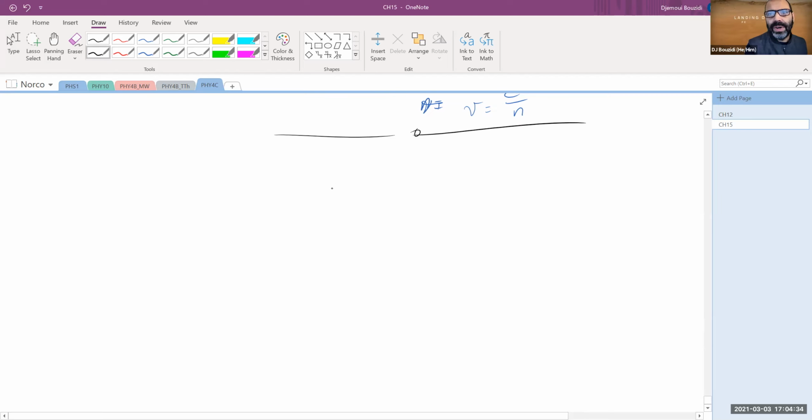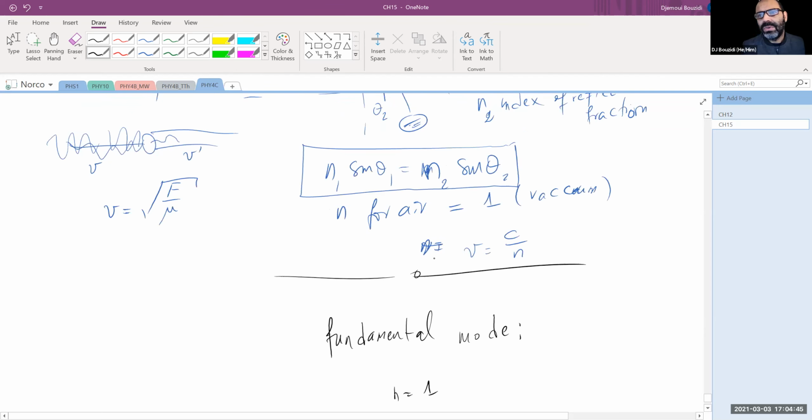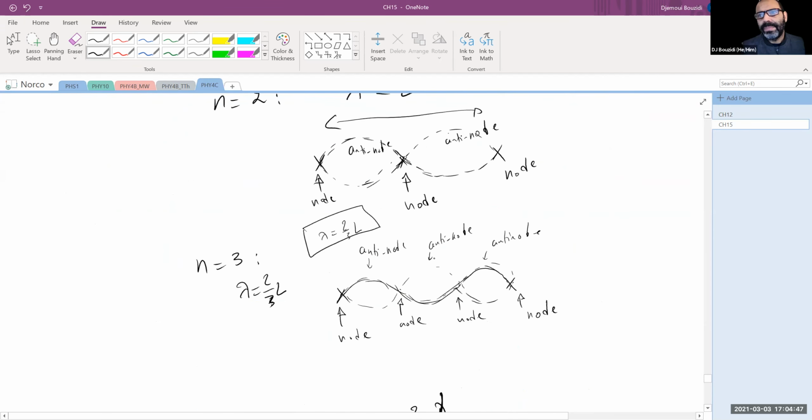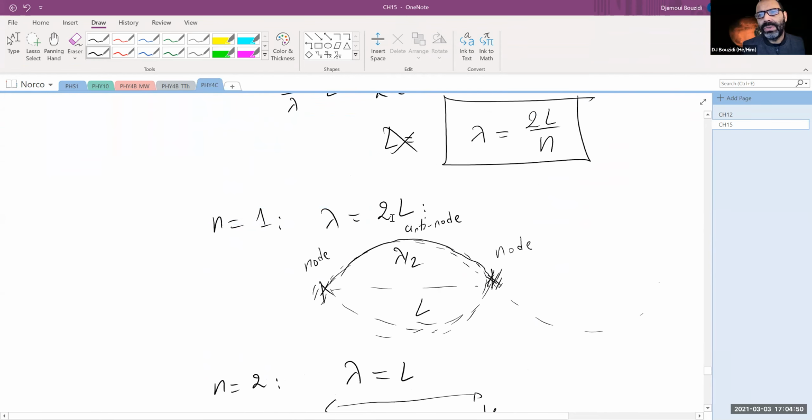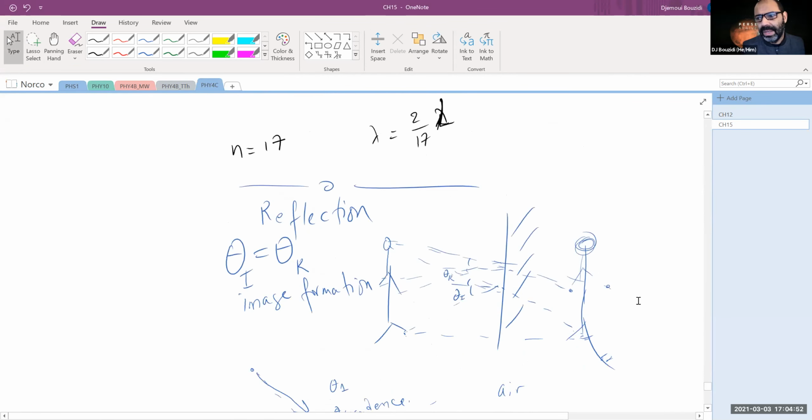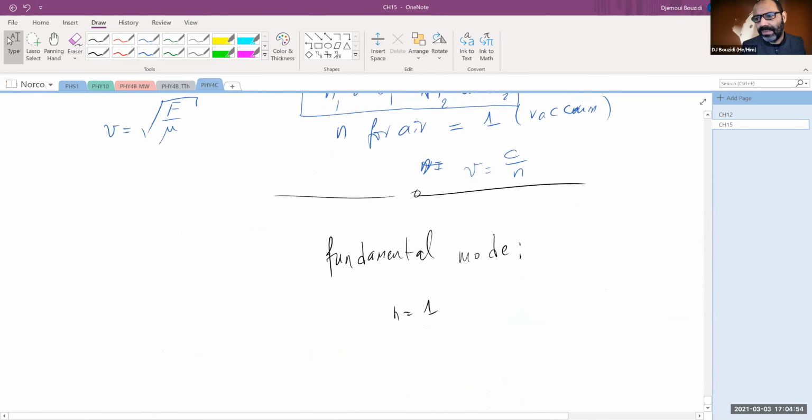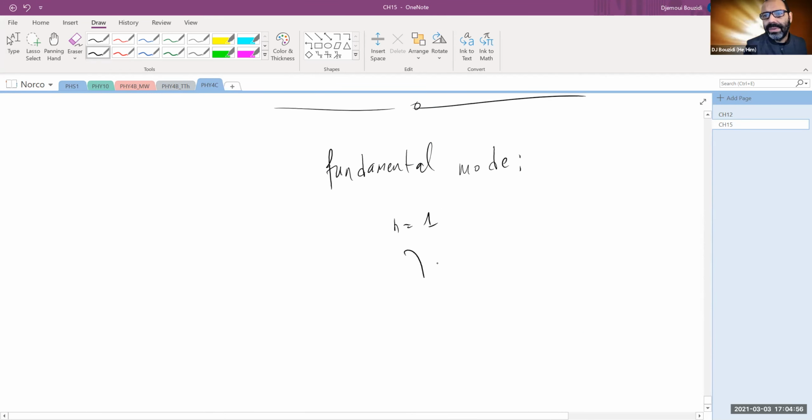So if we go back to the fundamental mode, when n is equal to 1, the wavelength turned out to be lambda equals 2L, twice the length, I'm sorry. In other words, the length is just half the wavelength. And we already know the dispersion law that links both the frequency and the wavelength, which is lambda f.